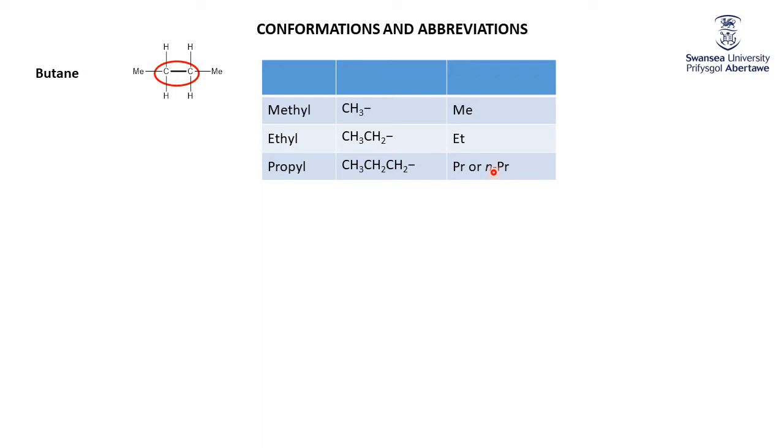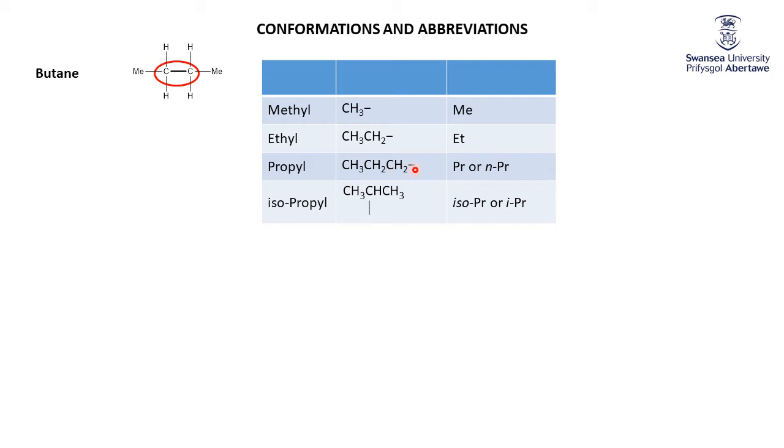Now, where propane doesn't have isomers, propyl as a group does, because you can either bond through this end carbon or you can bond through the middle carbon. When it's the end carbon, it's n-propyl. When it's the middle carbon, you call it isopropyl because it's an isomer of propyl. So there's 2 3 carbon chains, branches, 3 carbon groups, however you want to call it.